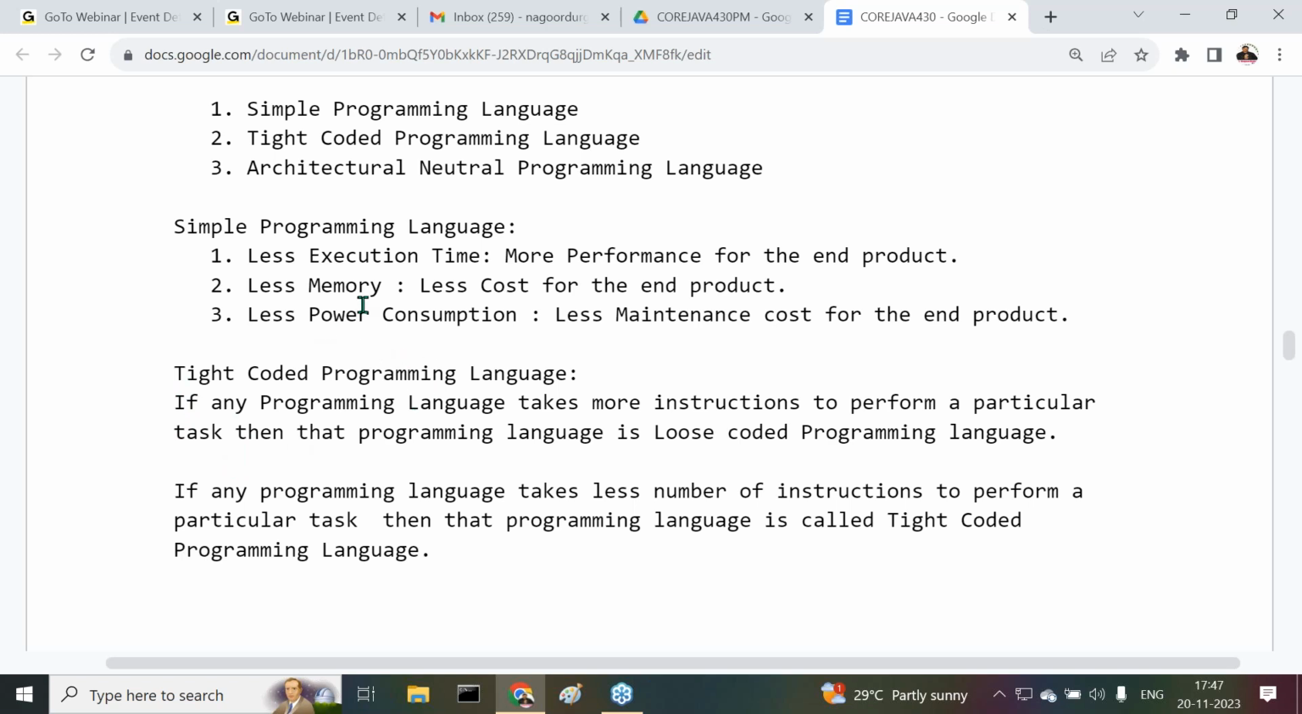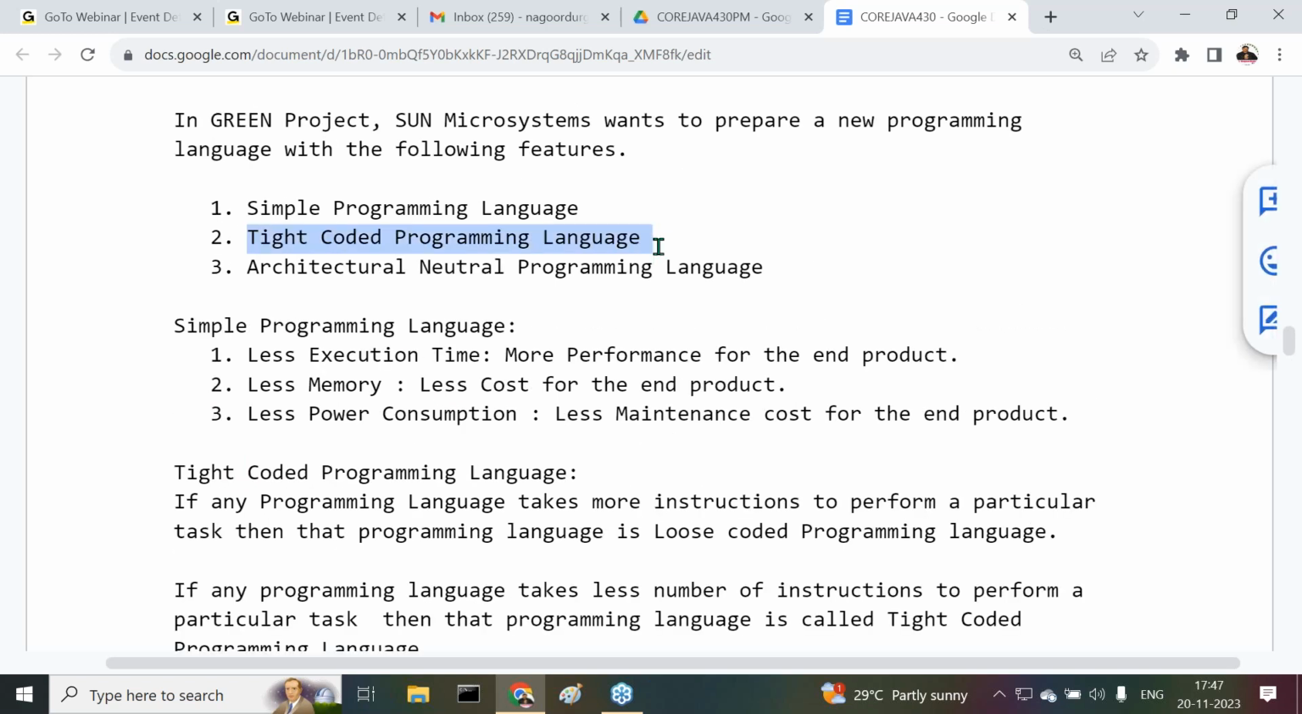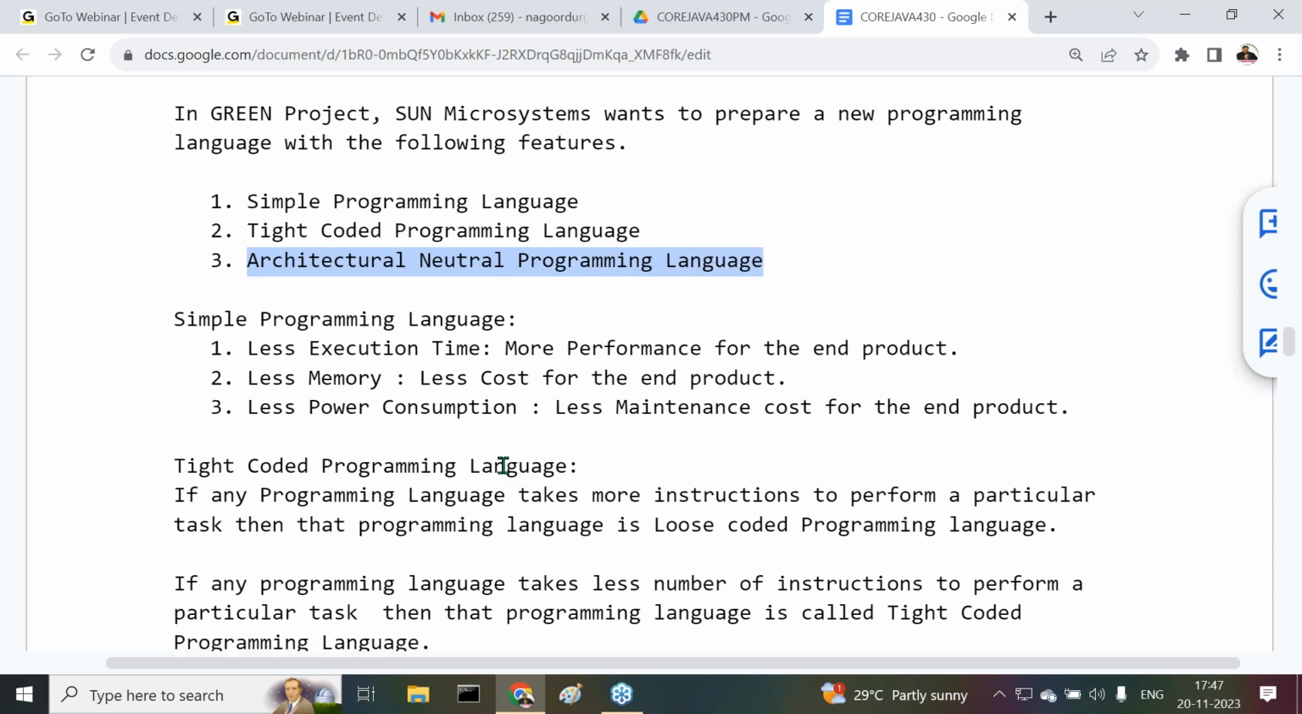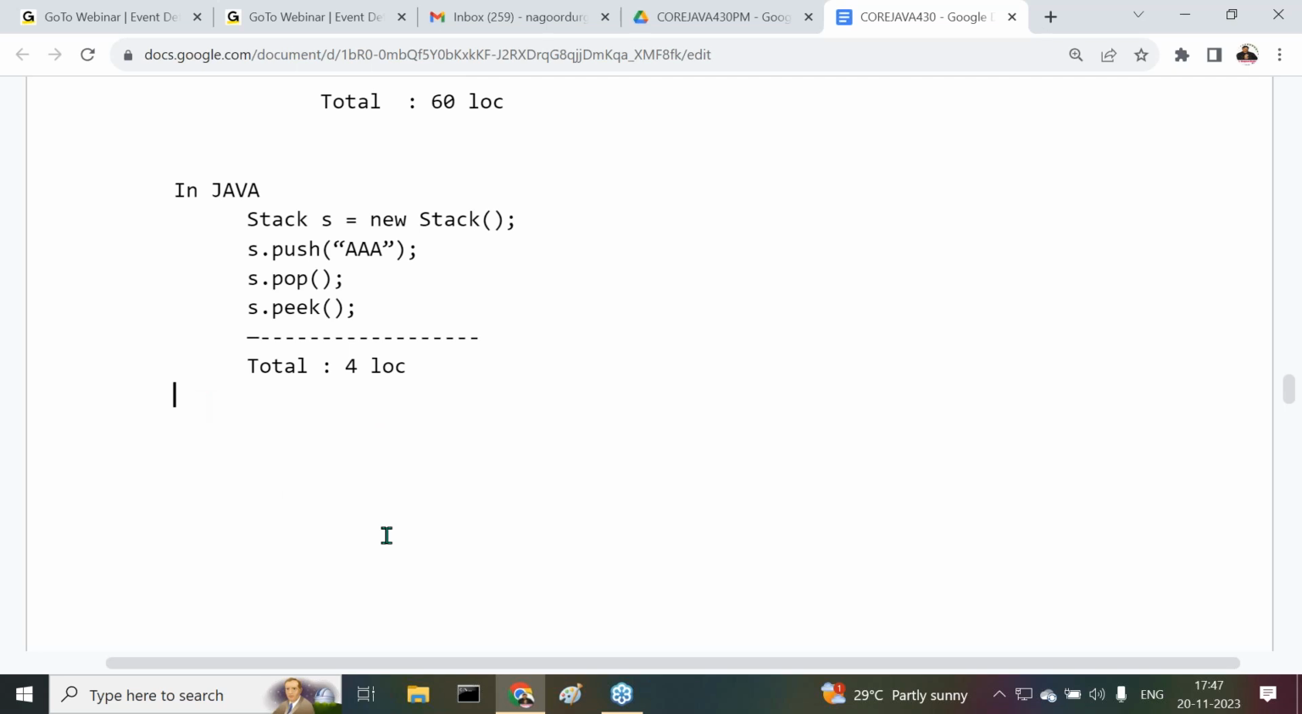Because of this advantage of tight coded programming language only, Sun Microsystems wants to prepare a new programming language. It must be what there? Tight coded programming language. Tight coded programming languages are having very good demand in outside. Yes, sir. All of you get my point or not? That is the reason why tight coded programming languages here we need to understand.